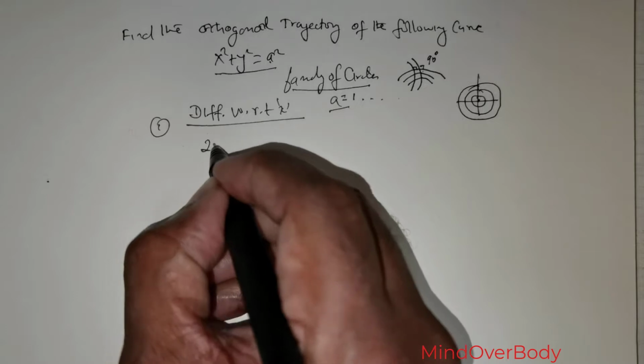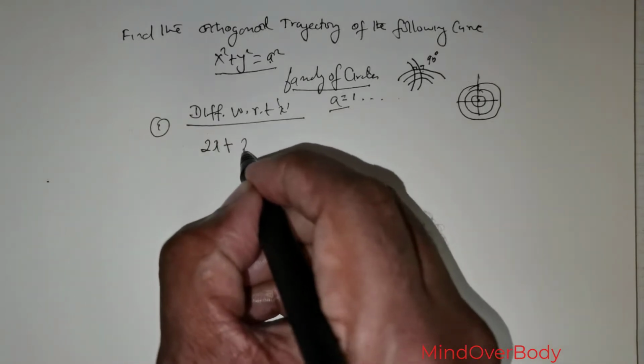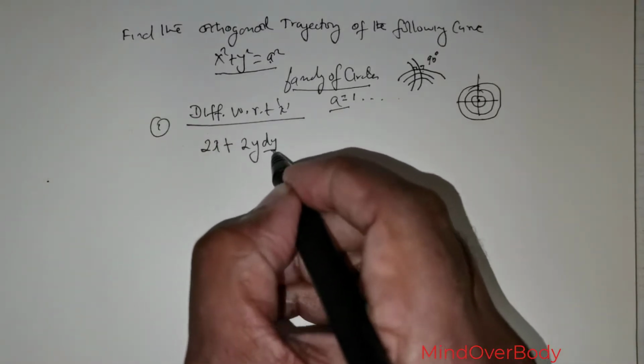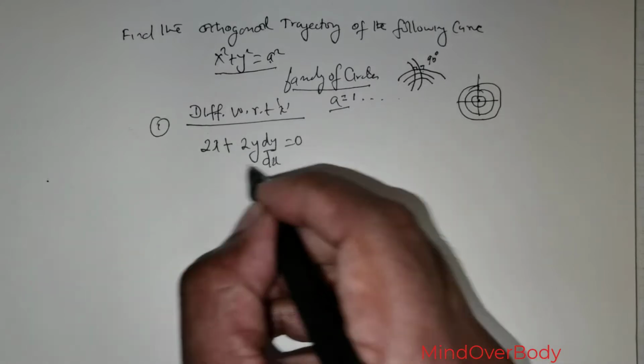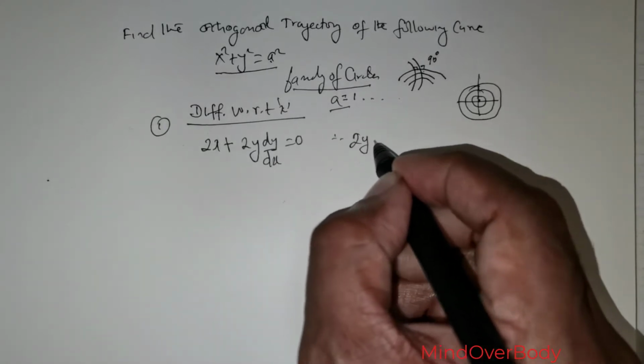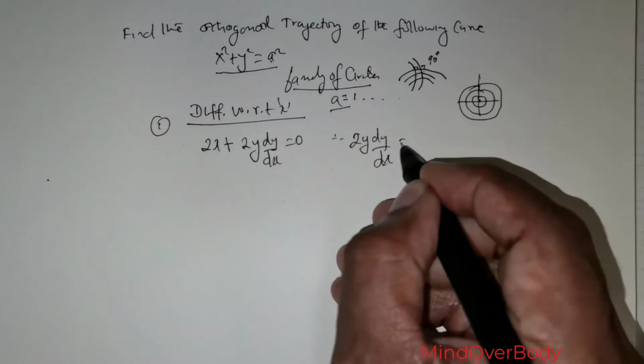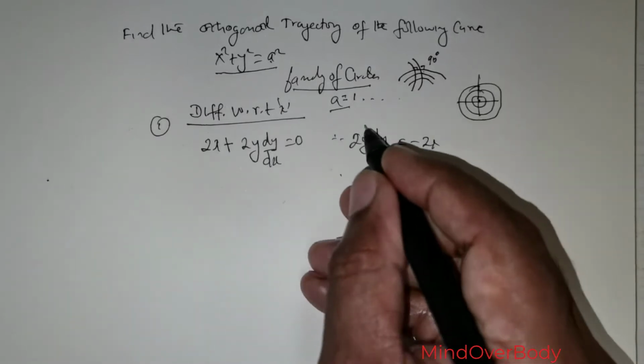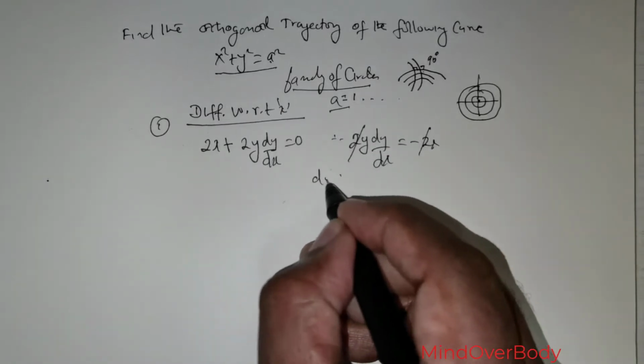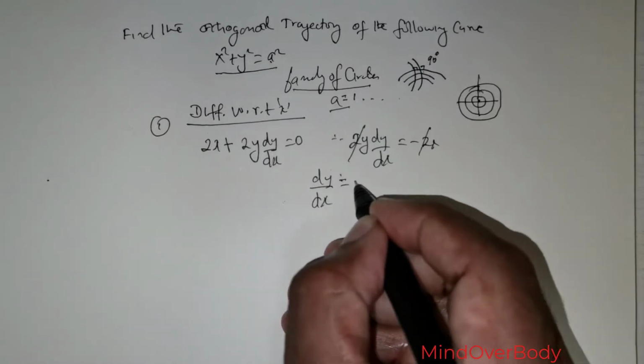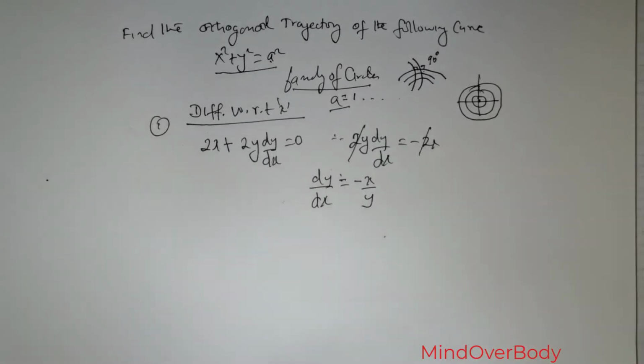So differentiation of x squared will give you 2x, differentiation of y squared will give you 2 times y dy over dx, is equal to 0. From here I can say 2 times y dy over dx is equal to negative 2 times x. The 2 and 2 can be cancelled, so I get dy over dx is equal to negative x over y. So this is what I've got. Now this is the first step.